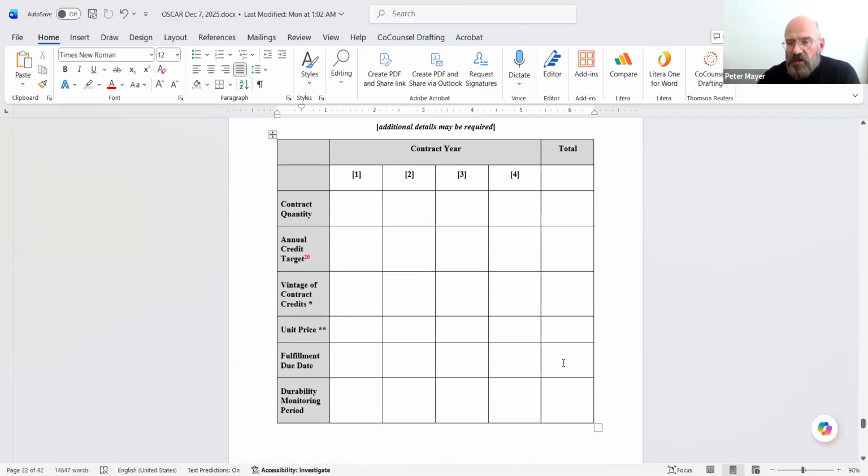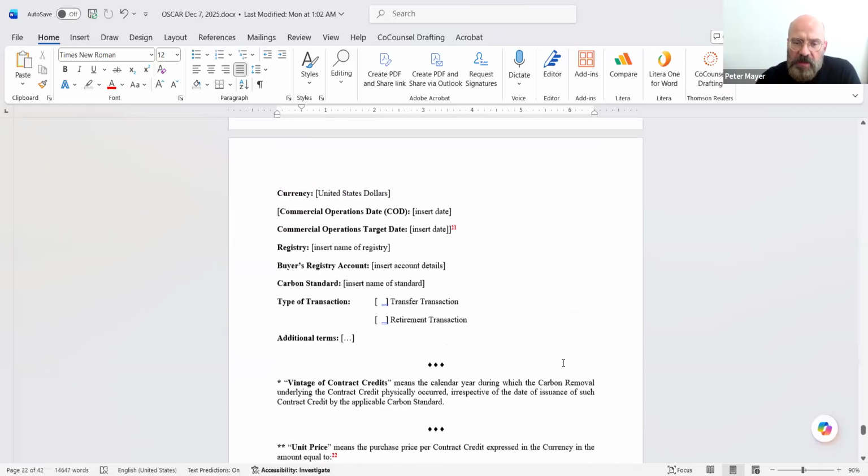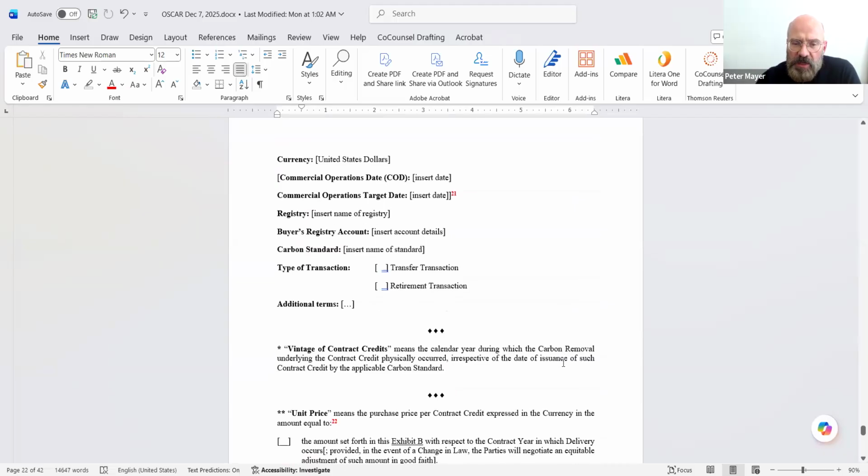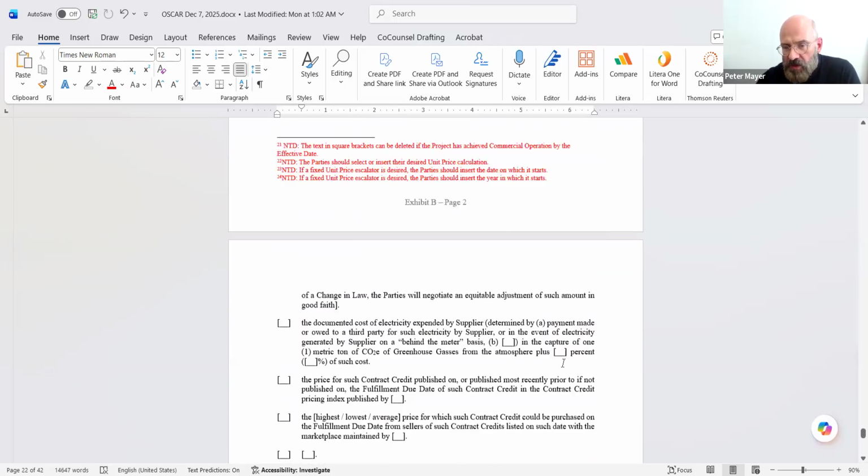The delivery schedule, this is just an example. They can also be more detailed, depending on over what period of time the contracts are being delivered. There may be different kinds of projects, and that's pretty much it.